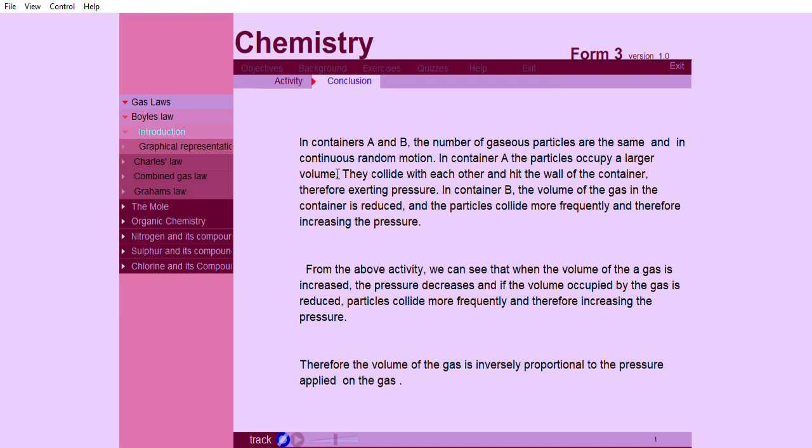From the above activity, we can see that when the volume of the gas is increased, the pressure decreases, and if the volume occupied by the gas is reduced, particles collide more frequently and therefore increasing the pressure. Therefore, the volume of the gas is inversely proportional to the pressure applied on the gas.